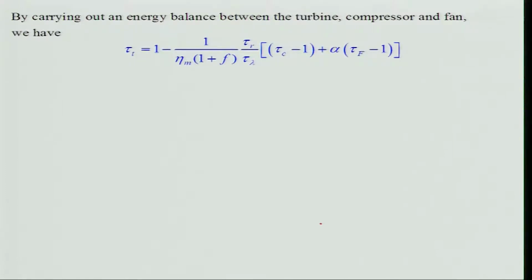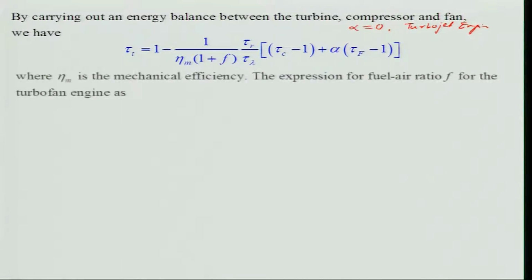So, by carrying out energy balance between the turbine, compressor and fan, you can get this expression: tau_t equals 1 minus 1 over eta_m (1 plus f) tau_r divided by tau_lambda, times [tau_c minus 1 plus alpha (tau_f minus 1)]. Again, when alpha is equal to 0, it is a turbojet engine, so this term will go away. It is the same as that of the turbojet we had derived earlier.